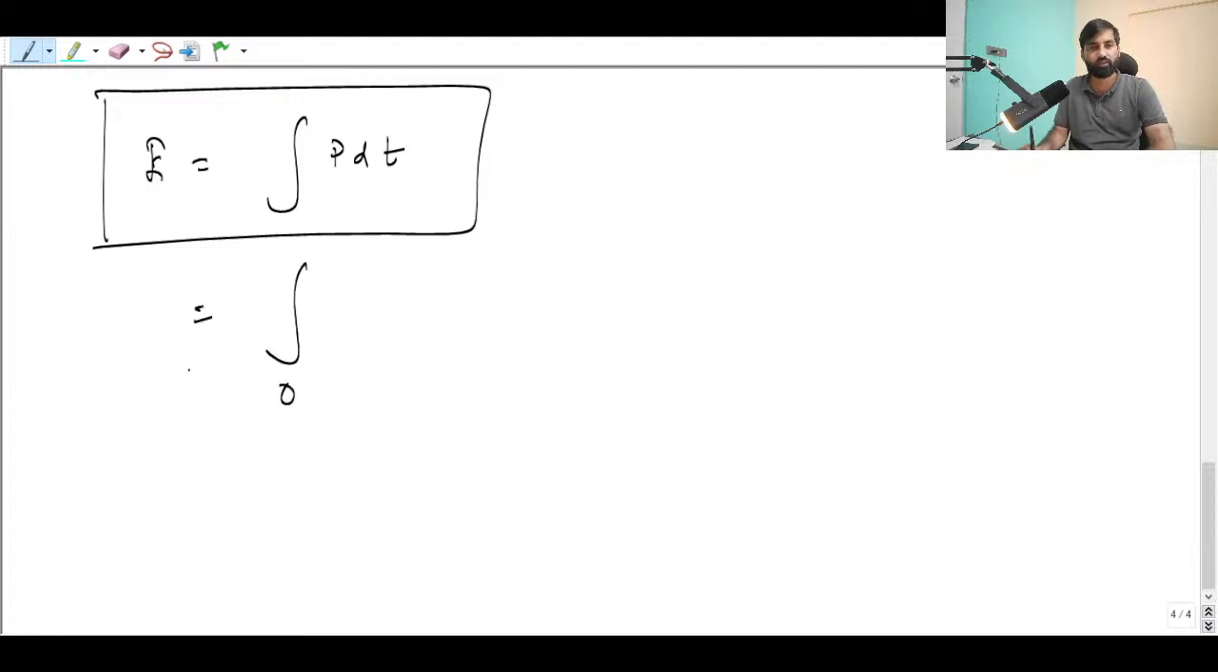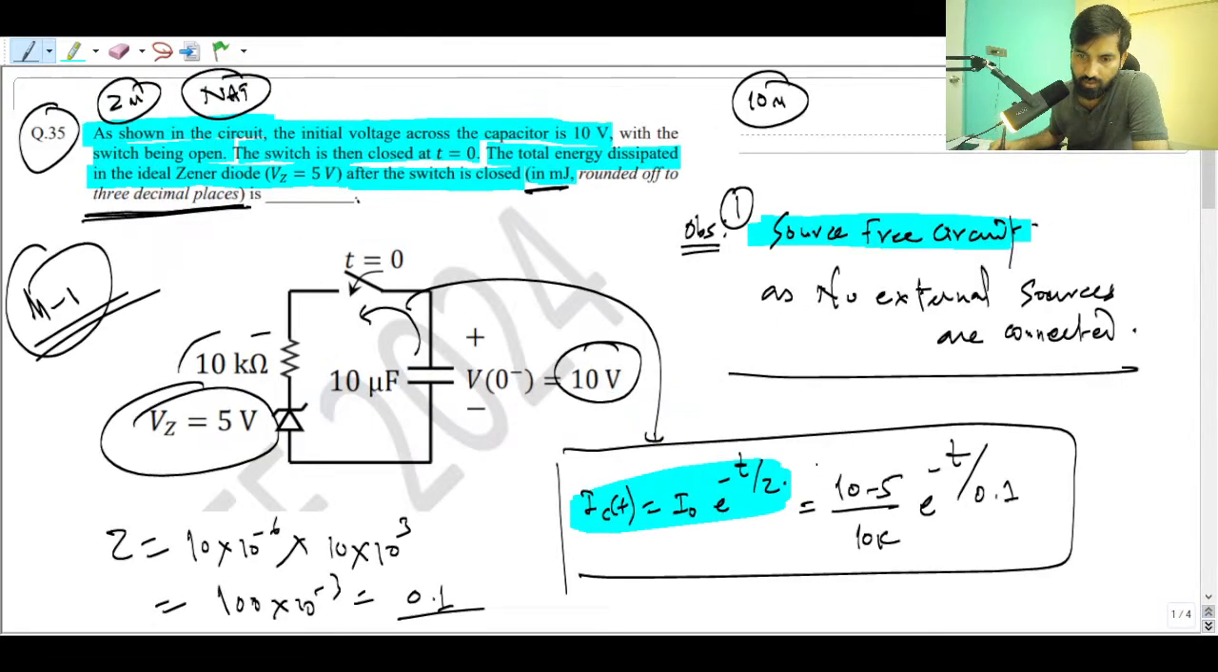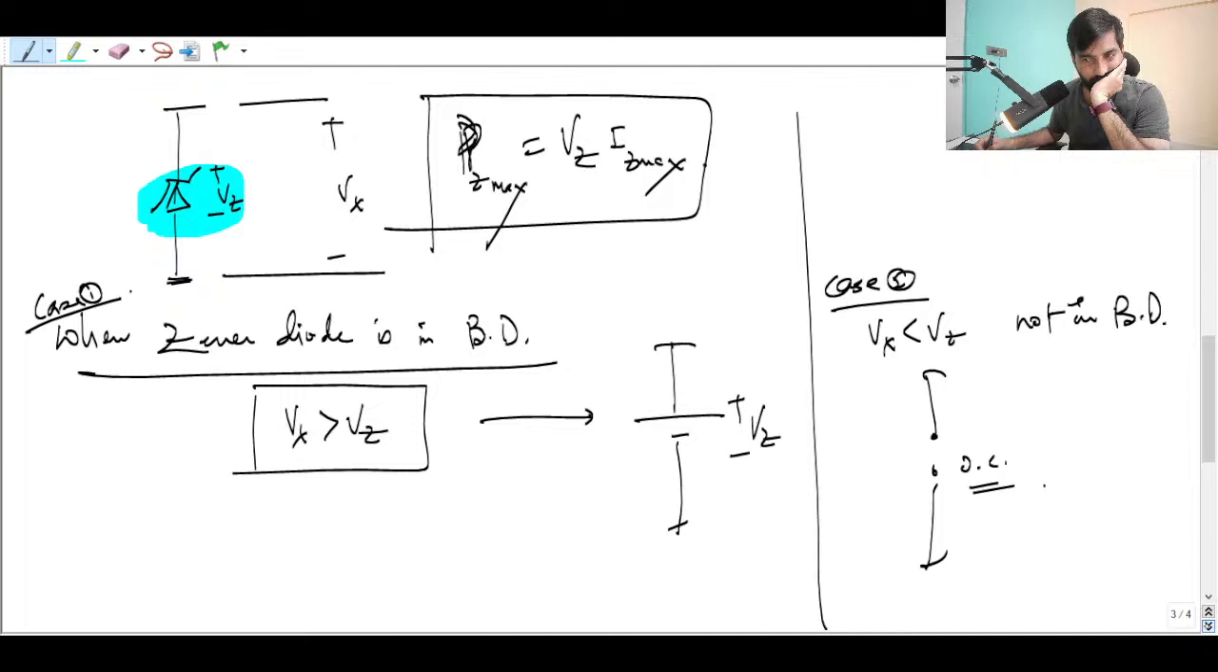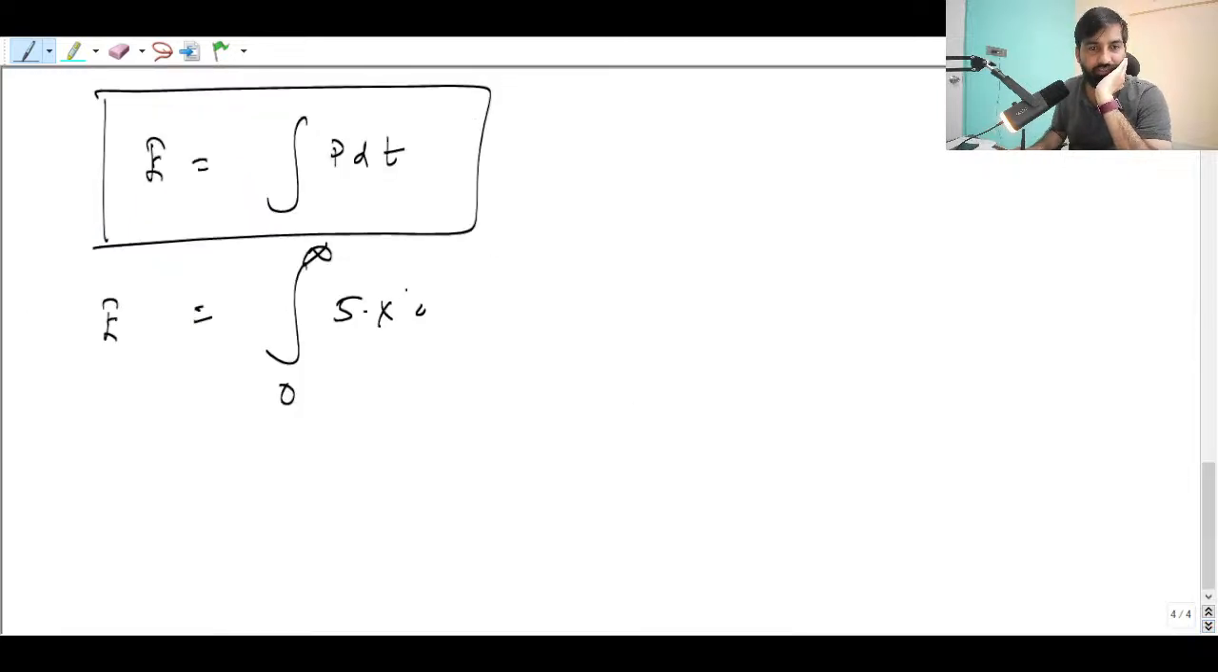So you are going to find the total energy from 0 to infinity. This is phi, that is Vz times the current. What is the current here? Let me check the current. This is 0.5 milliampere, e raised to power minus t by 0.1 dt.